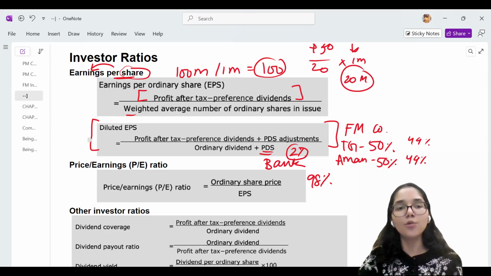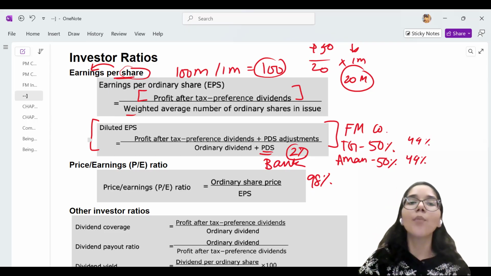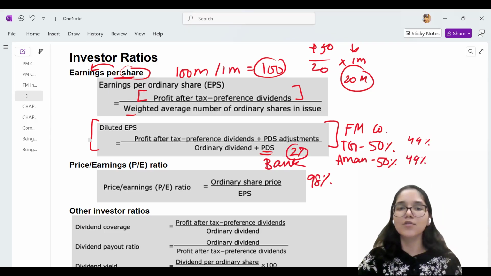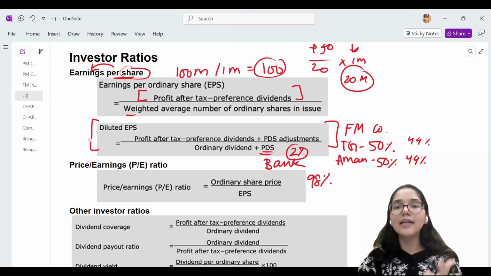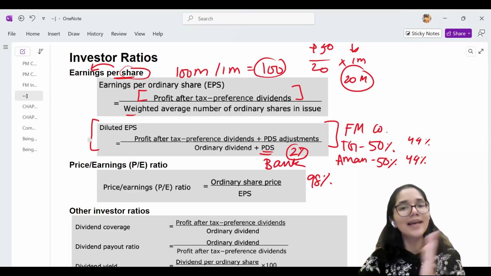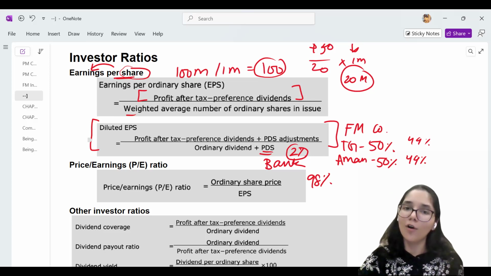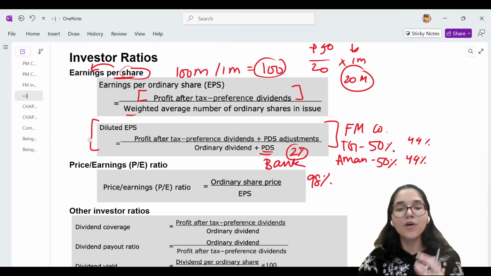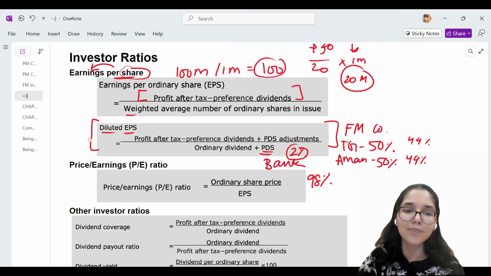Earlier there were only two shareholders. Now there are more shareholders. The bank has also now become a shareholder. So these are called potentially dilutive securities. Why are we calling them potential? Because it is not sure that this will happen. There are some chances that this will happen, some chances that this might not happen. So just because it has the possibility of happening, we measure the diluted EPS also.